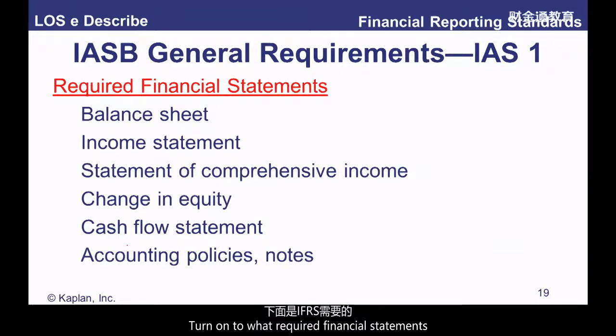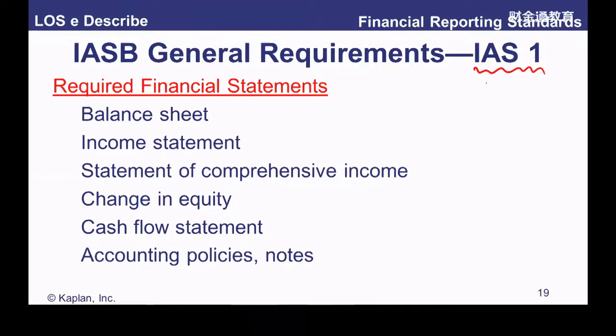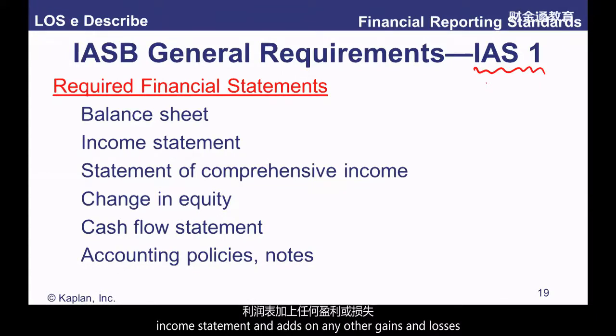So we then turn on to what required financial statements we have per International Financial Reporting Standards, IFRS. IAS 1, the International Accounting Standard number 1, says these are the basic financial statements that are required. Our balance sheet, remember, is our company's financial position at a year-end date. The income statement, which of course is our dynamic statement, a statement of performance spanning the period between two balance sheets. Statement of comprehensive income, remember, takes the income statement and adds on any other gains and losses that have been taken directly into stockholders' equity.